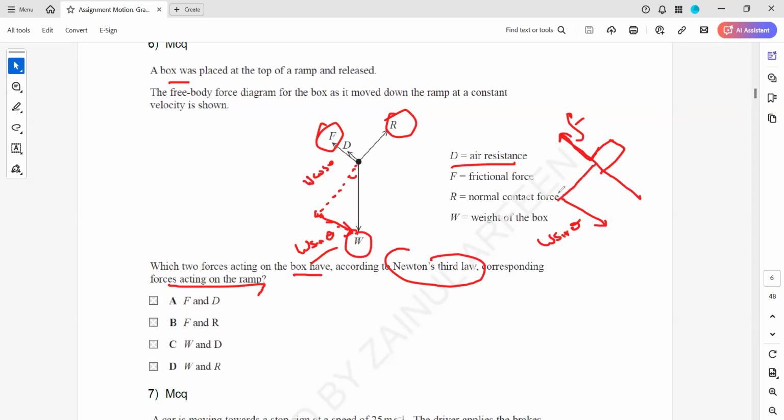Same thing, W cosine theta, which is acting downward, balances with the R. So that's why B should be the right answer. Is it clear? Not weight. Weight is not the answer because the weight will have components, and the components of the weight are responsible for these reaction forces. Is it clear?